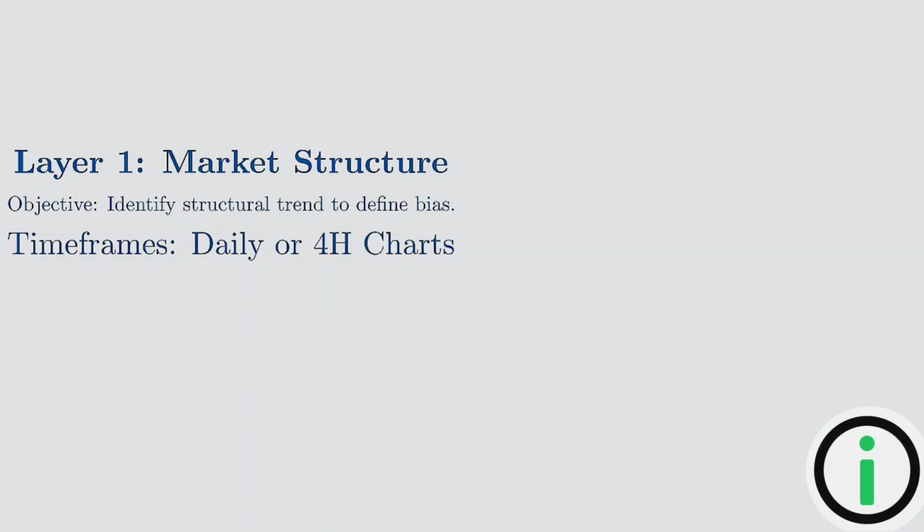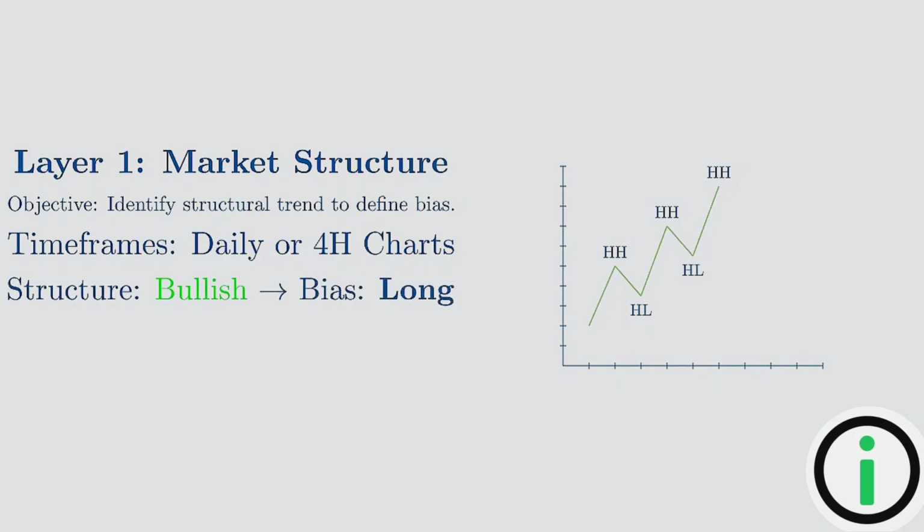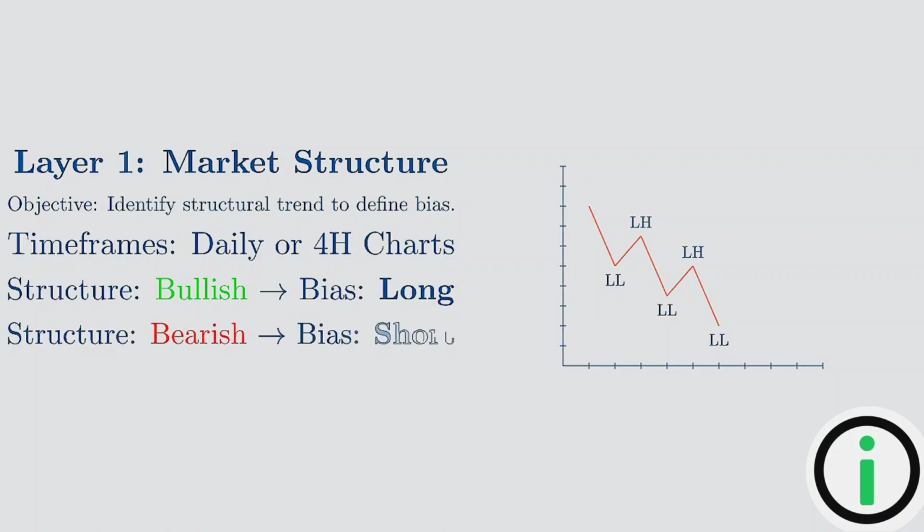To find this path, we look at the big picture using the daily or 4-hour chart. We are looking for a sequence of higher highs and higher lows. When we see this pattern, the structure is bullish. This means we only look for reasons to go long. We never fight the structural trend. Conversely, if we see lower highs and lower lows, the structure is bearish. And we only look for shorts.